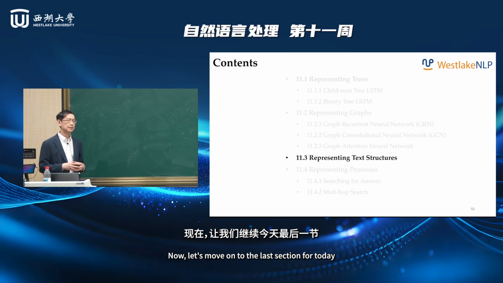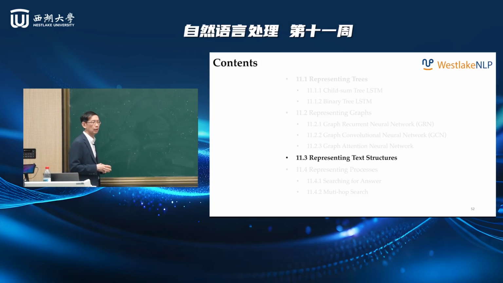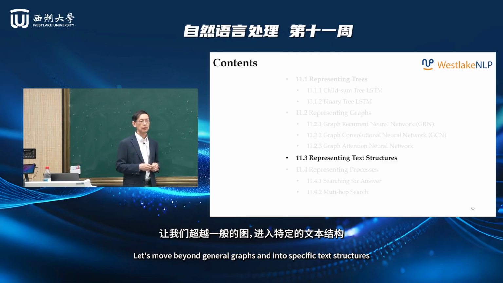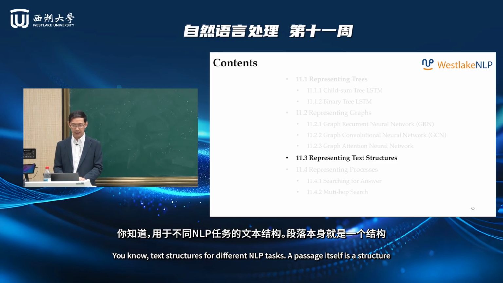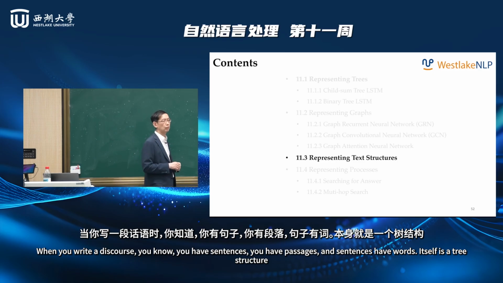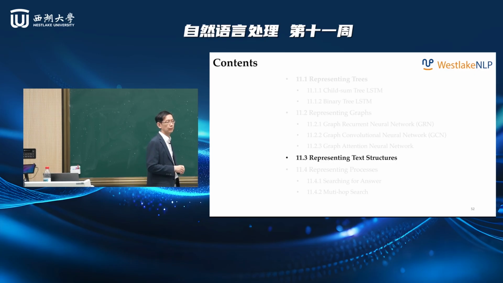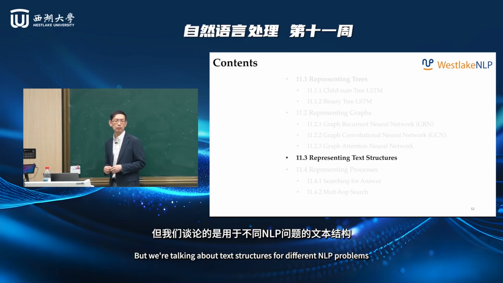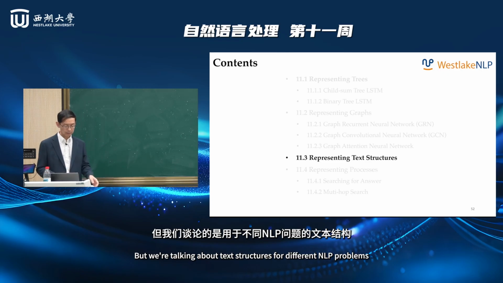Now let's move on to the last section for today. Let's move beyond general graphs and into specific text structures. You know, text has structures for different NLP tasks. A discourse, a passage itself is a structure. When you write a discourse, you have sentences, you have passages, and sentences have words. Itself is a tree structure. But we're talking about text structures for different NLP problems.